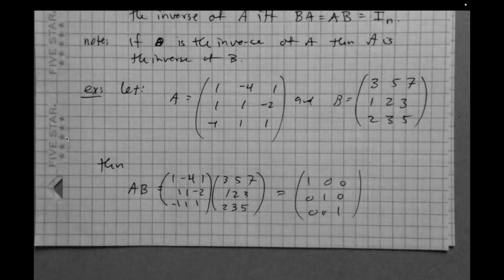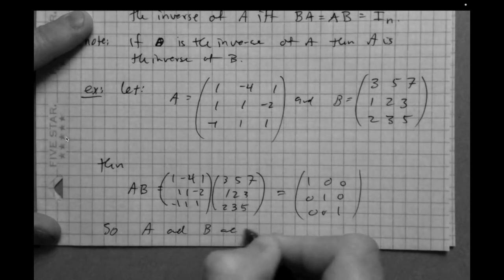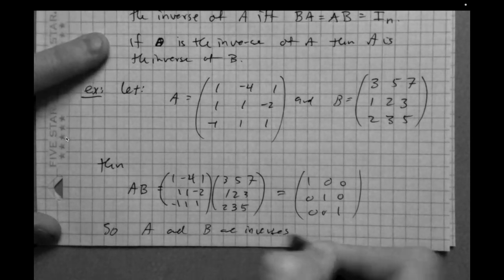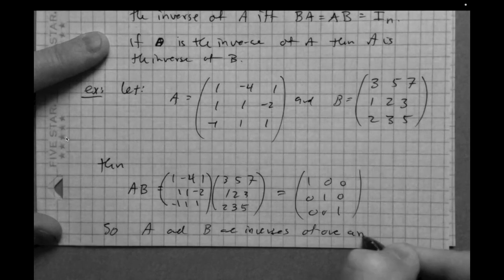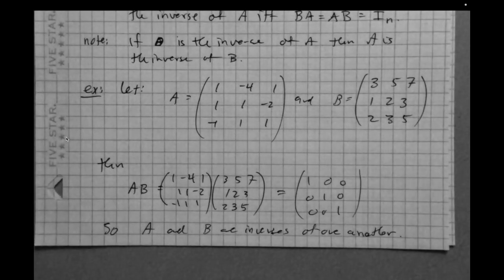Also notice that the order in this example doesn't matter because of the inverse. A times B is the identity, B times A is the identity, and so B is A's inverse and A is B's inverse. So A and B are inverses of one another.